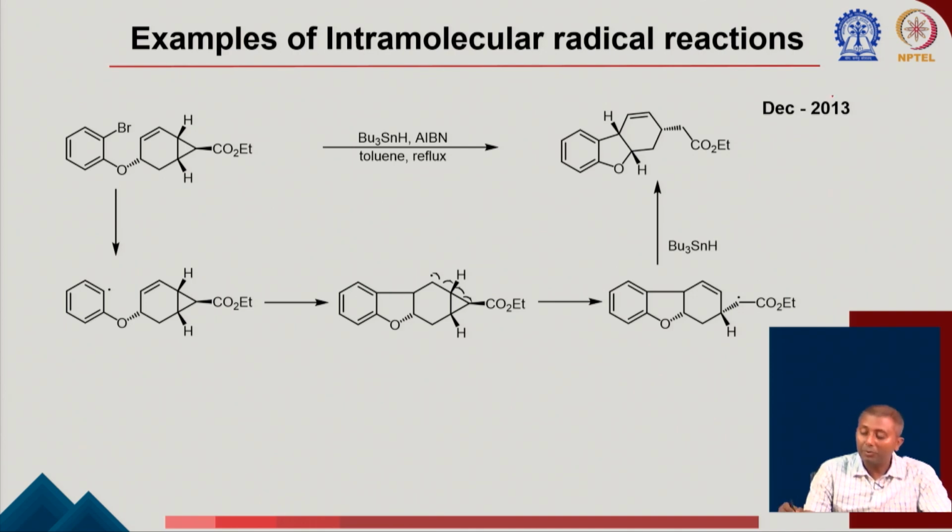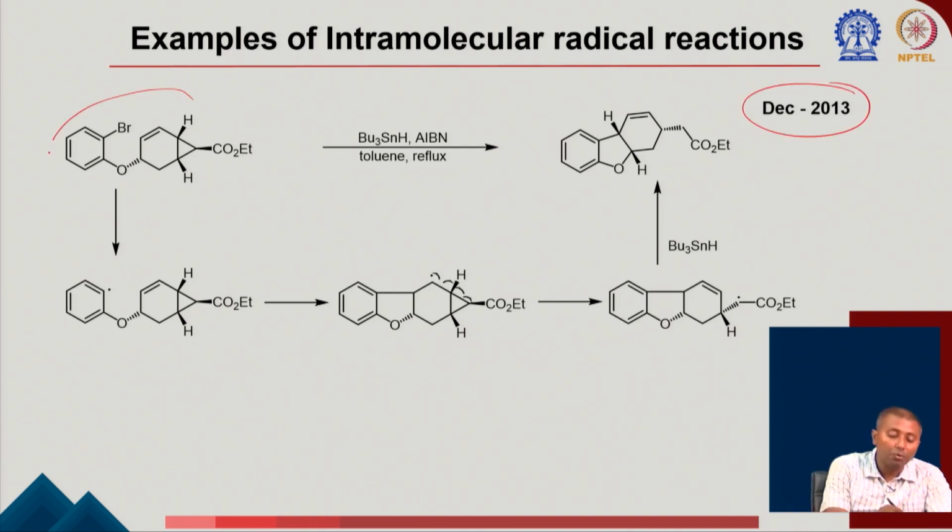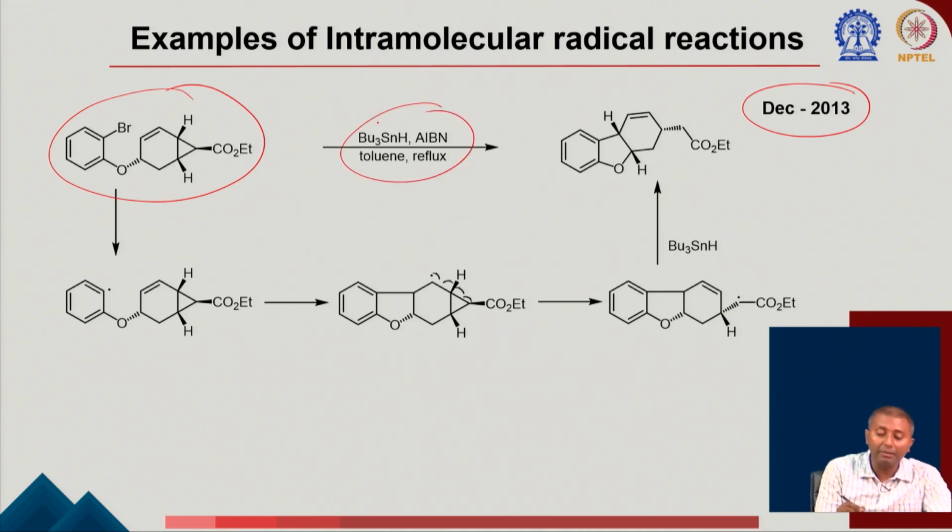Another important example again which came in the GATE exam. What is going to happen from here if you use tributyl tin hydride and AIBN? First there will be homolytic cleavage of this carbon-bromine bond to generate a radical. You can see in this place there is nothing else except a double bond here. It will definitely go for adding to the double bond to generate a radical species here.